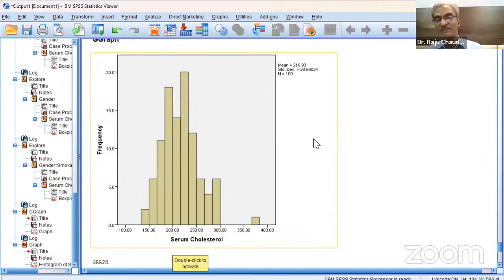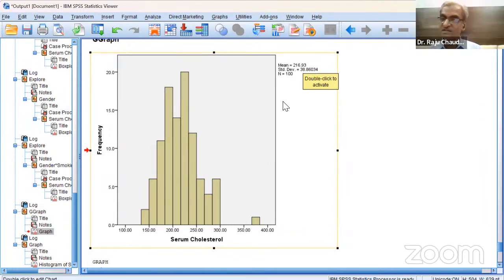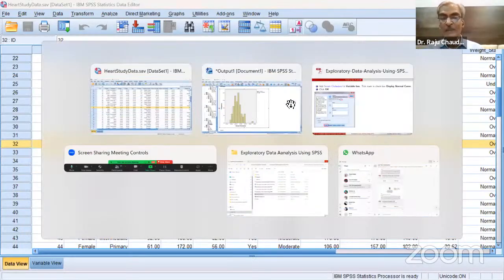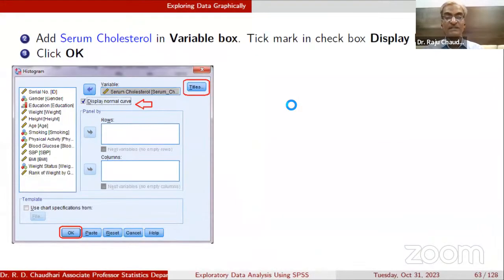high serum cholesterol. At the same time, for the serum cholesterol the histogram shows the mean. Look at this. Mean serum cholesterol is 216.93. Standard deviation is 38.86, and the total number of observations. This is just for information. It gives you the information like this, right?